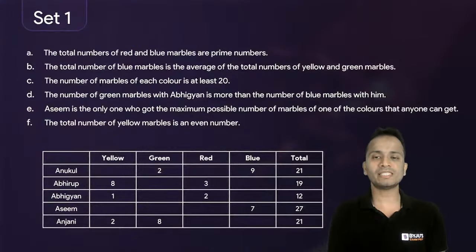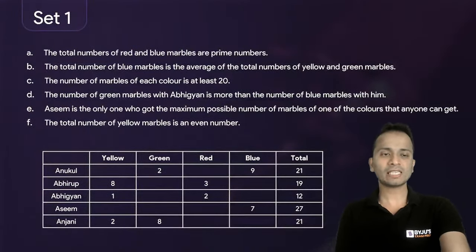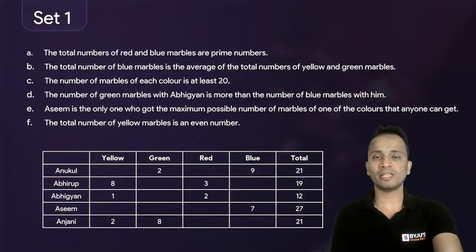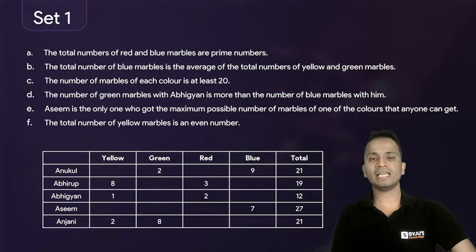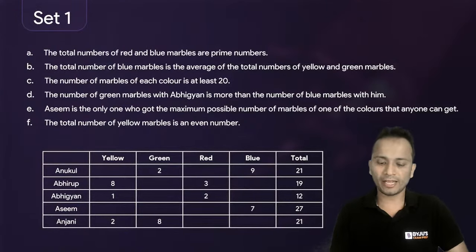Okay, let's move on to the second slide. These are some extra conditions which are given on your screen. Read each and every statement and fill in this table. I'll give you 4 minutes for that, starting now.